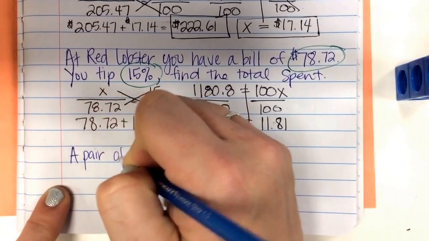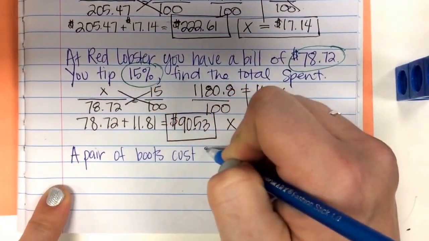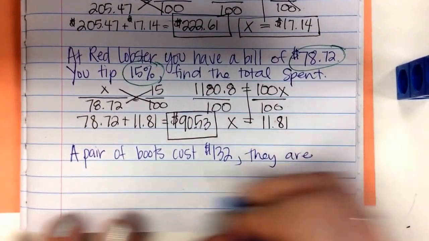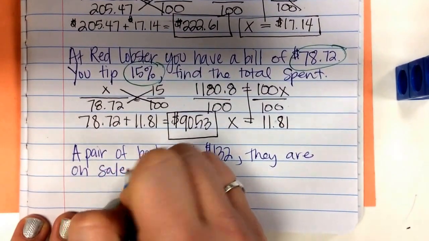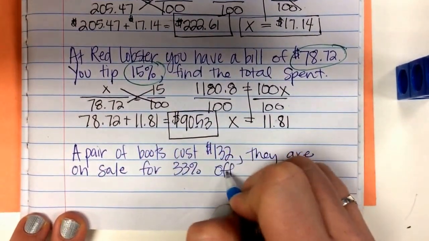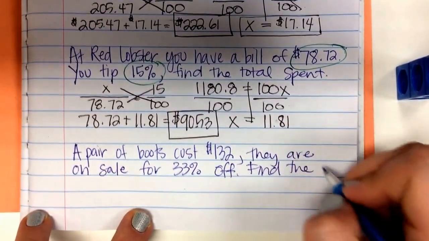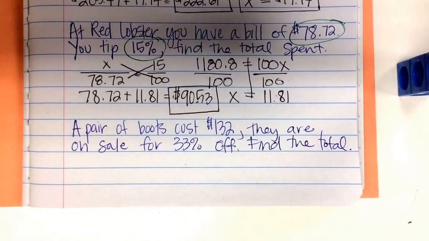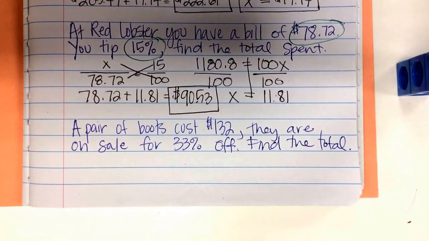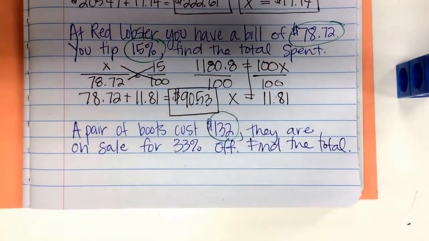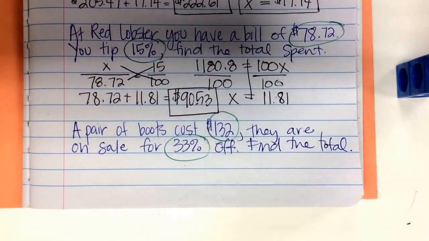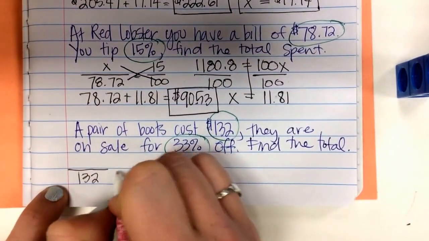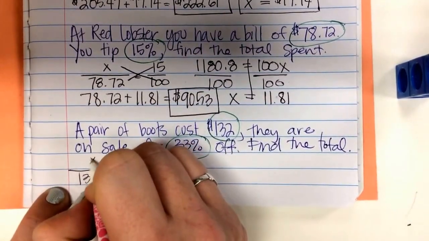All right, last one. A pair of boots cost $132. But they are on sale for 33% off. Find the total. So again, we have our two values. A pair of boots costs $132, and they're on sale for 33% off. So we're going to set up our proportion. Same way we have been. 132 is the price, and it's 33 over 100.